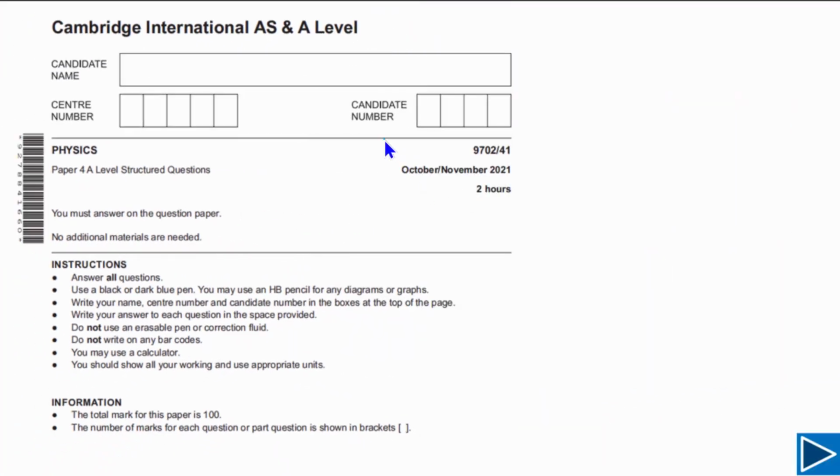In today's class, we are talking about October-November 2021 paper 4-1, and the total time for this exam is 2 hours, and you need to answer all the questions. And the total mark for this paper is 100.